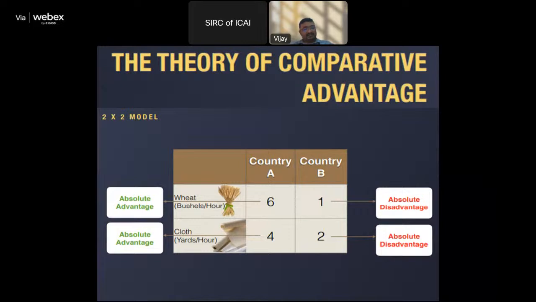So if that be the case, what will happen? Here, in both the goods, country A has an advantage. In both the goods, country B has a disadvantage. But country A has more advantage in wheat than in cloth. Country B has a lesser disadvantage in cloth compared to wheat.